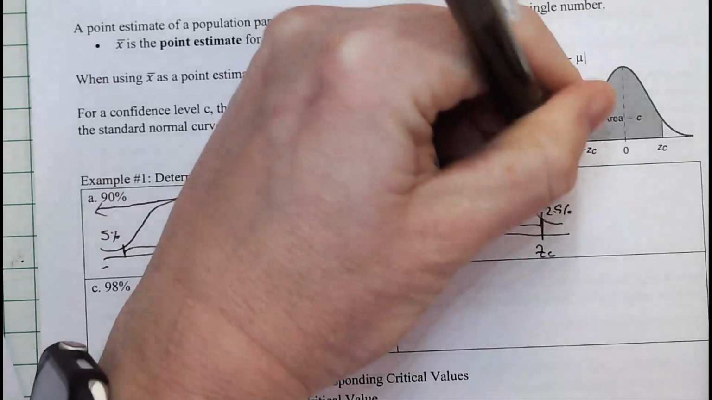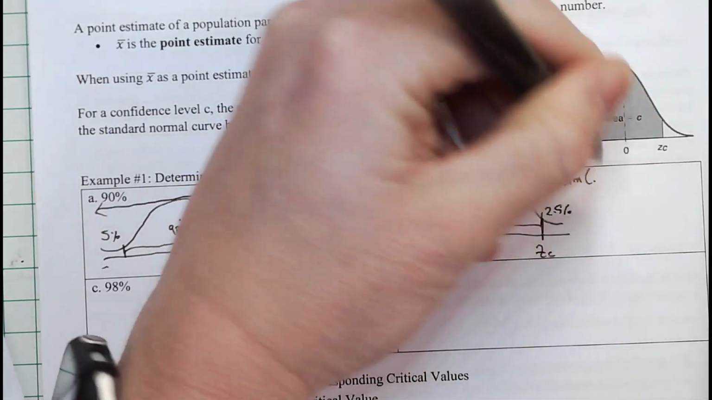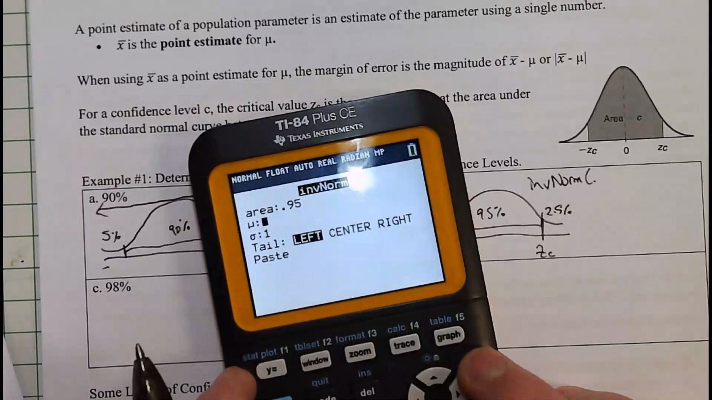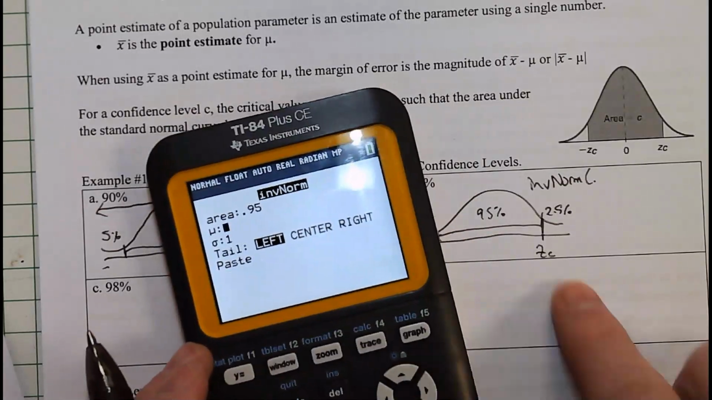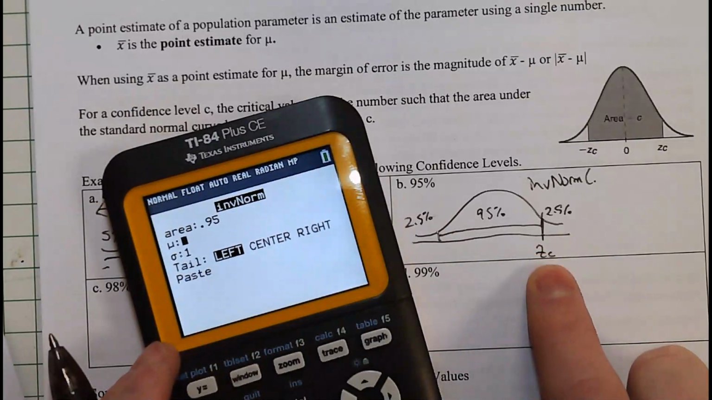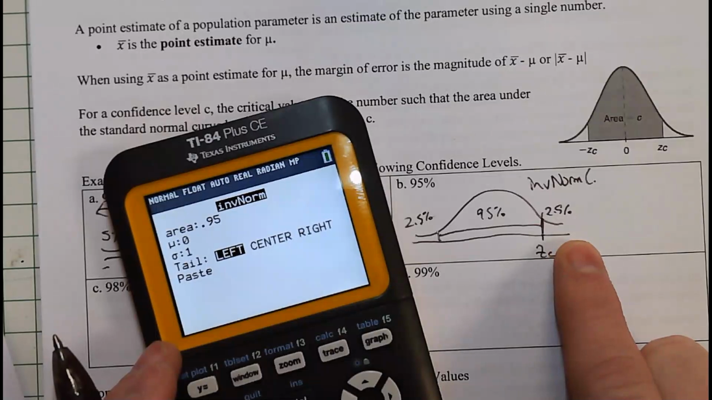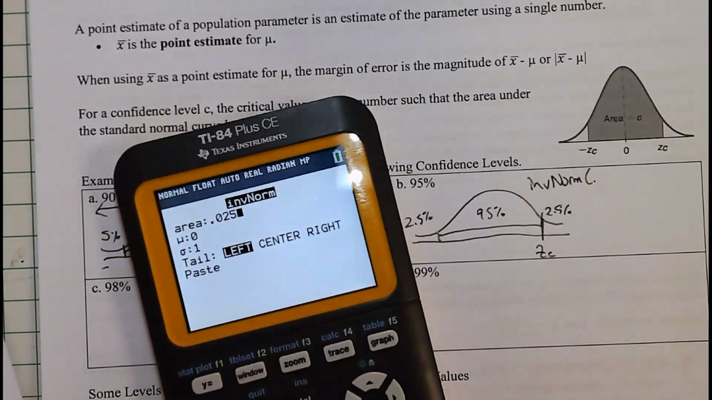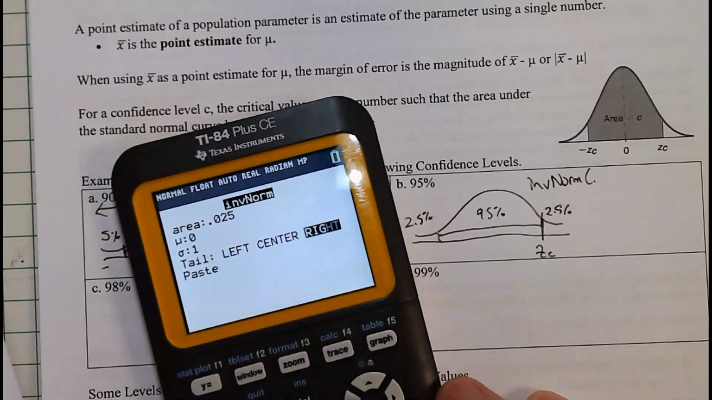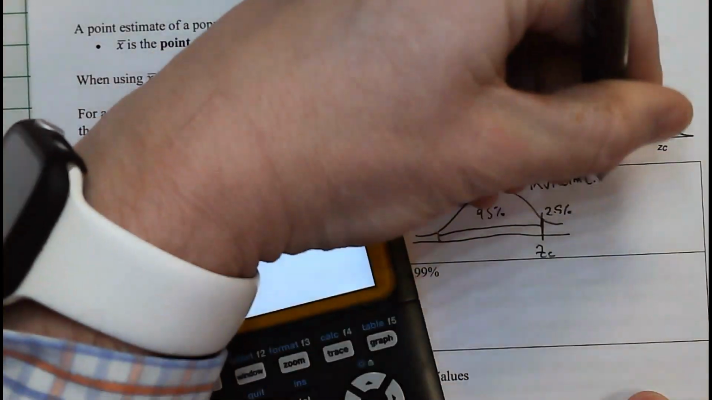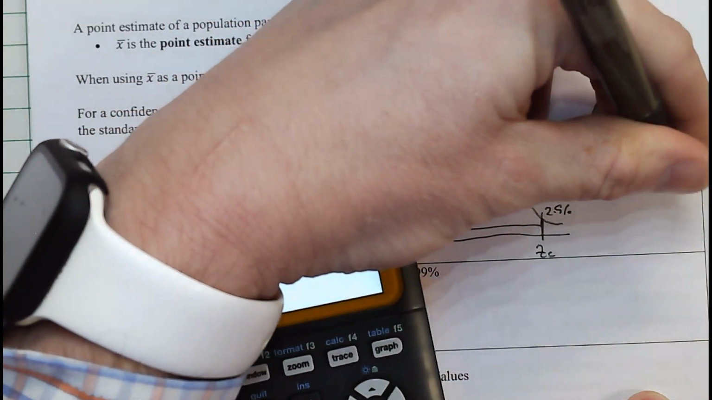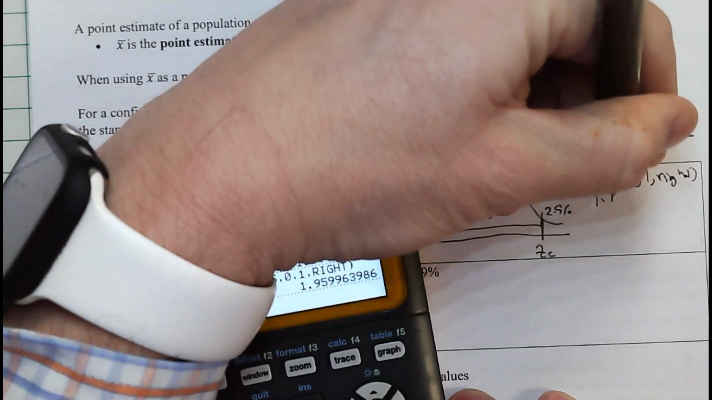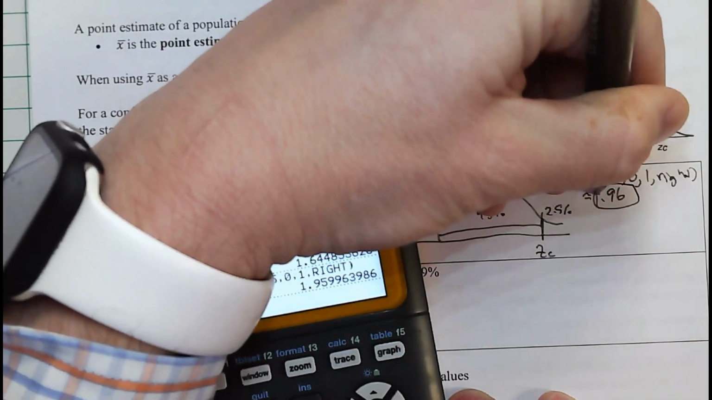With inverse norm, one thing I didn't mention is that the mean and standard deviation are 0 and 1 for the standard normal distribution, the z distribution. Now, do you want to use the left tail or the right tail? What's to the right of z of c? 2.5%, or 0.025. So you can use 0.025 to the right, or you could use 0.975 to the left. You don't really have to show your work here. I'm just doing this so you can see what I'm doing. I'm going to say around 1.96.